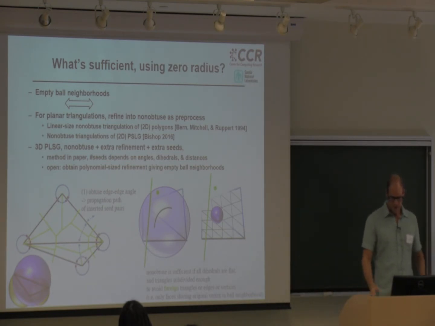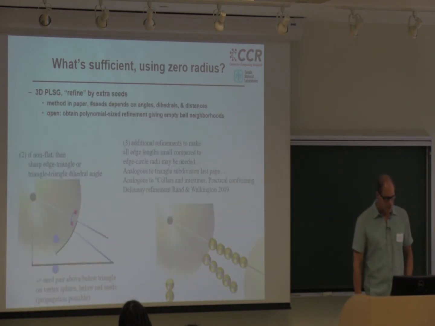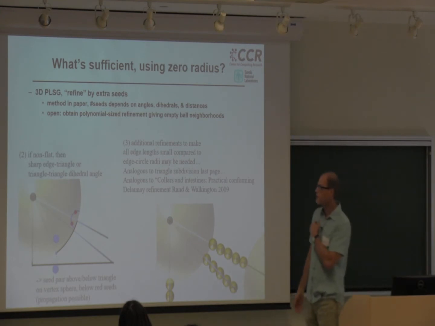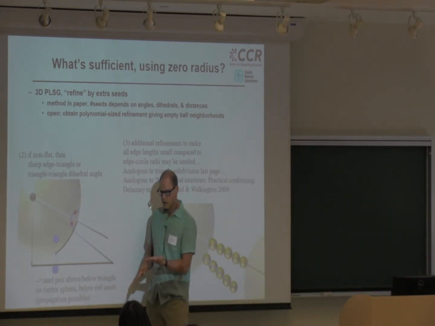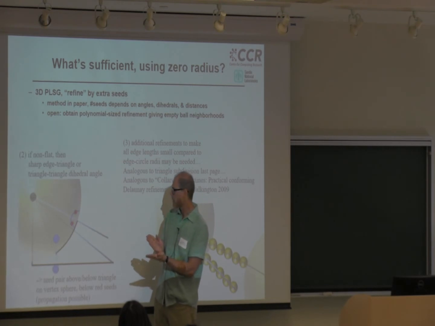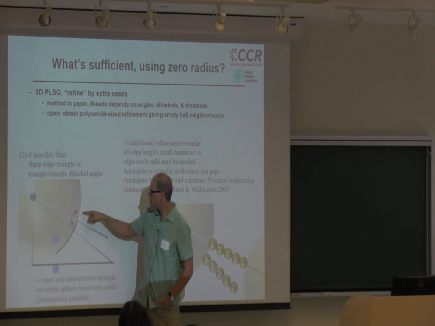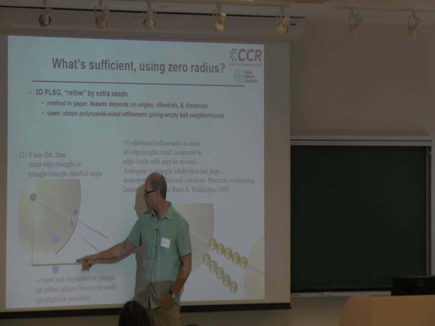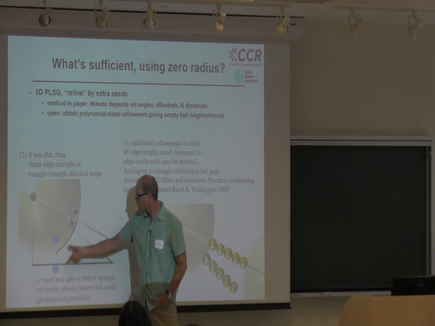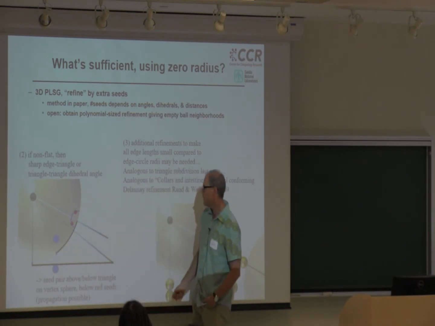So if the triangulation is flat, meaning you have nonobtuse dihedrals between triangles, that would be all you needed. But if you have sharp angles, here I've tried to draw a triangle and then an edge coming out like this making a sharp angle. When we introduced seeds on the edge circle, these are now going to be the closest seeds to some points sort of in the middle of the triangle.